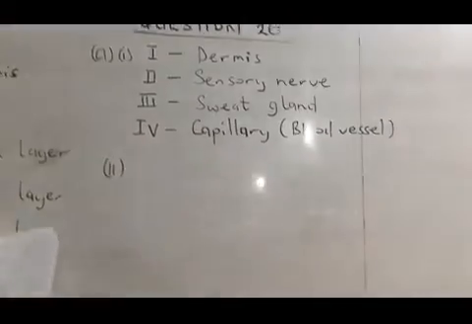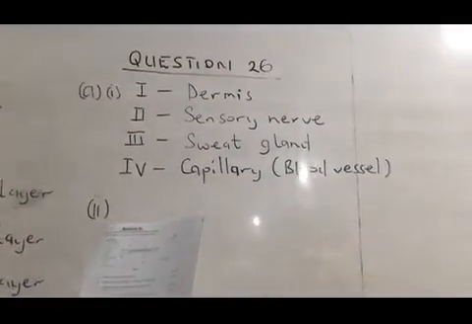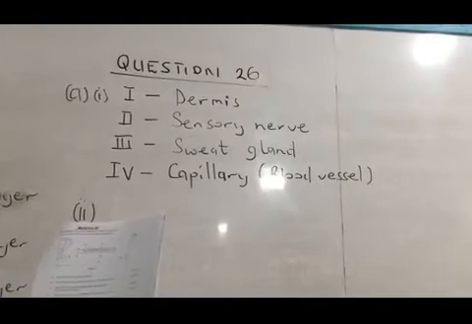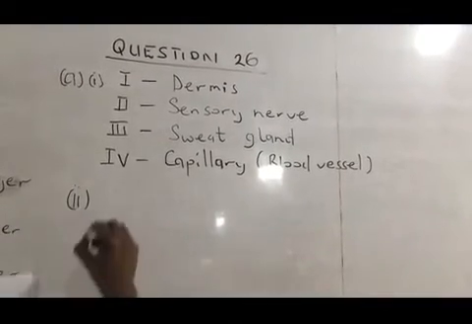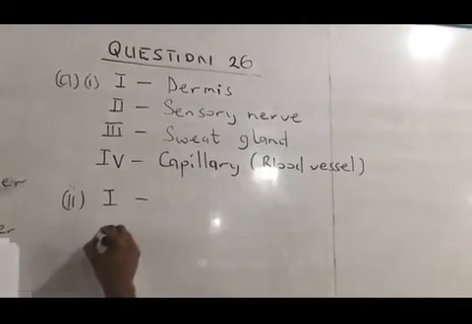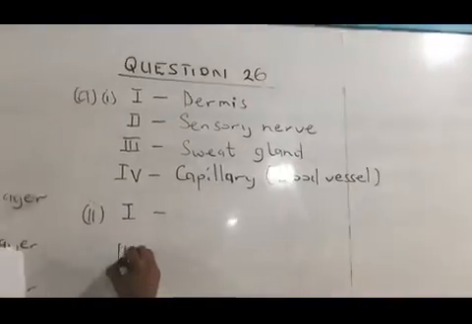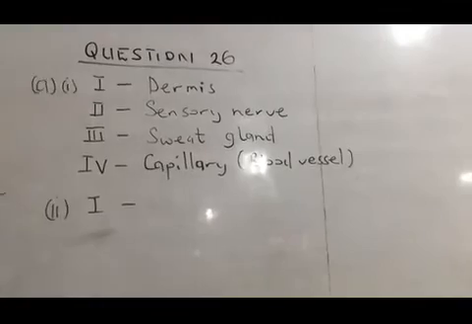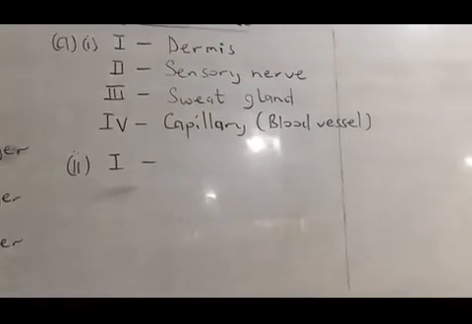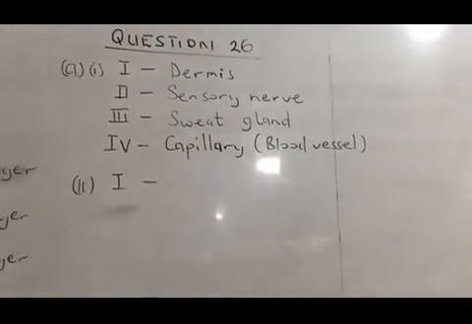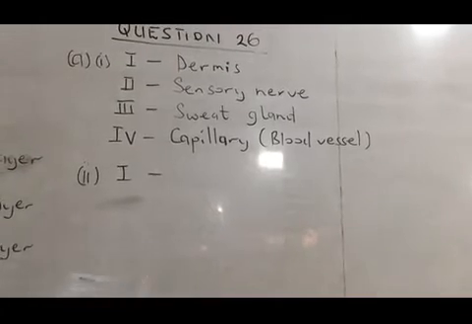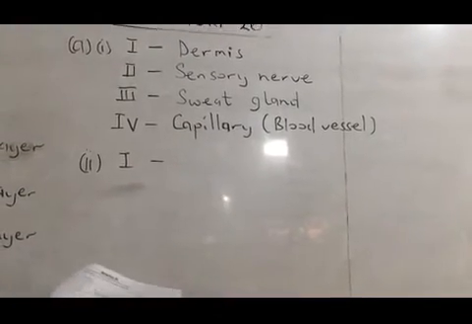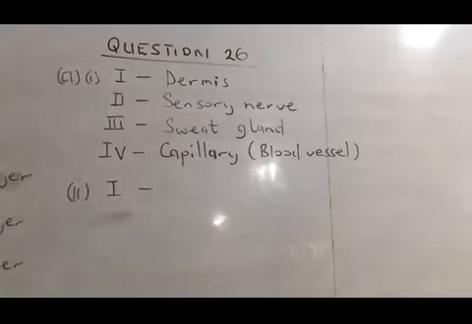A says you should give the function of the part labeled I. That's the dermis. You can see that it is in the dermis that you have the nerve cell. There is sweat gland. You have the capillary.